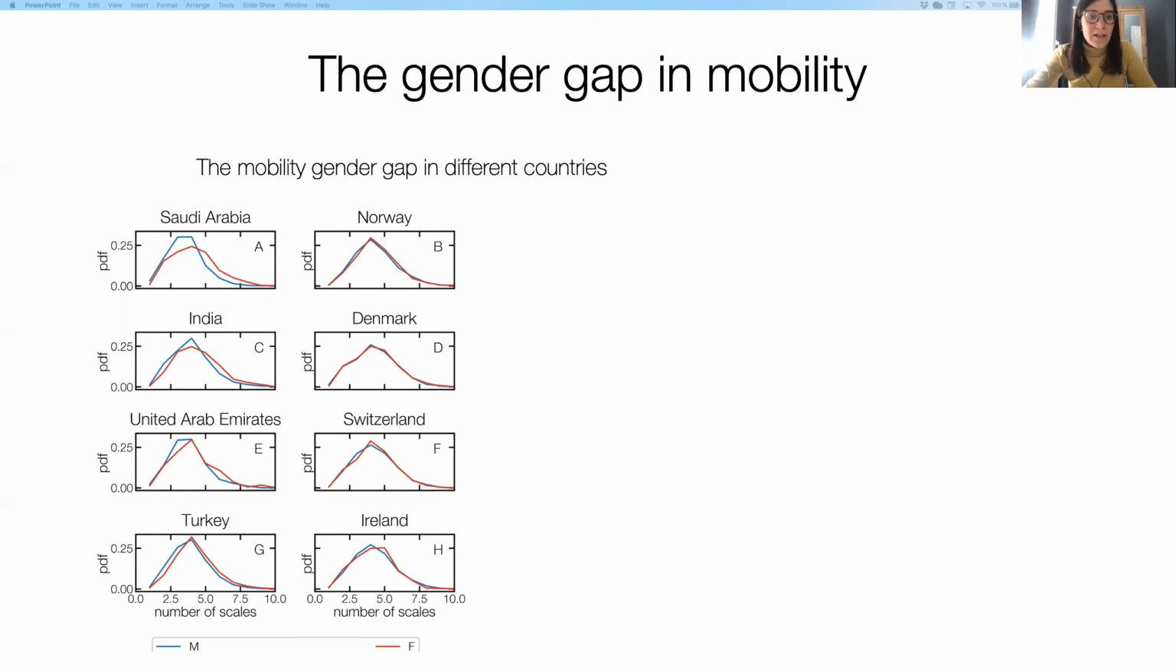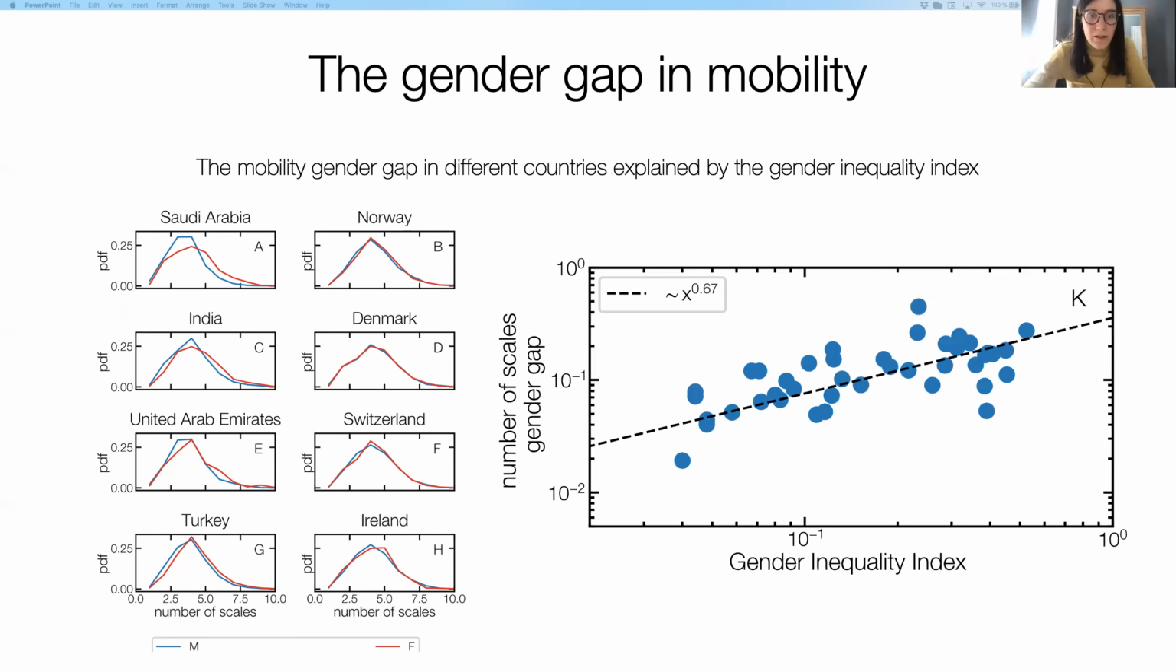And in the right column, you have the countries where the difference is the smallest, which are Norway, Denmark, Switzerland, and Ireland. And when we plot these differences in the structure of containers across males and females against the gender inequality index, we saw a strong correlation. So we showed that we could capture this gender gap in human mobility, which also reflects the general inequality in each country.